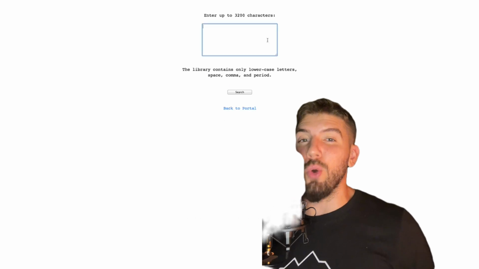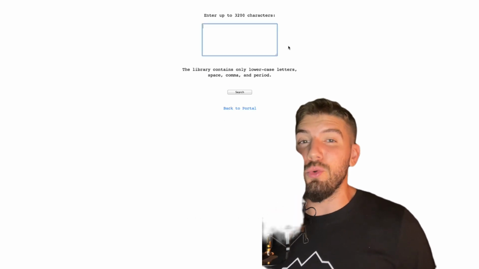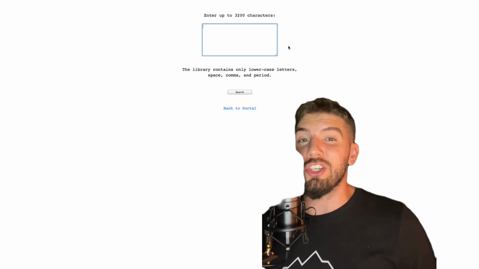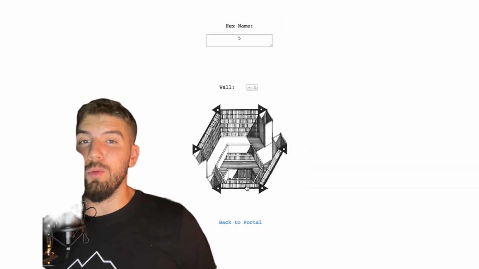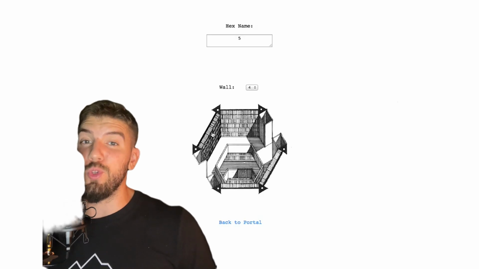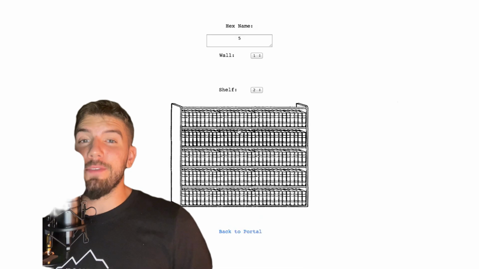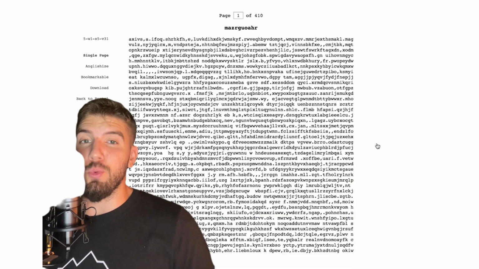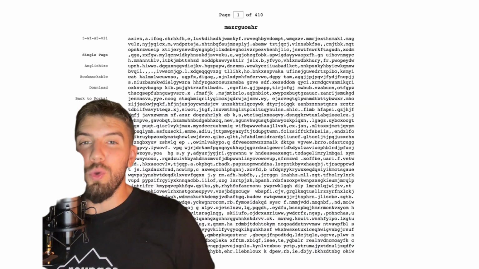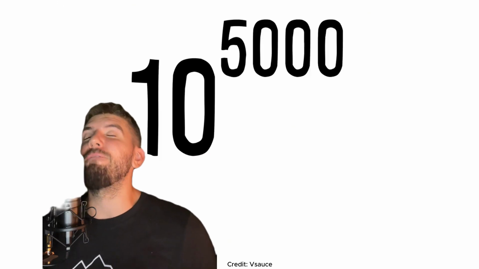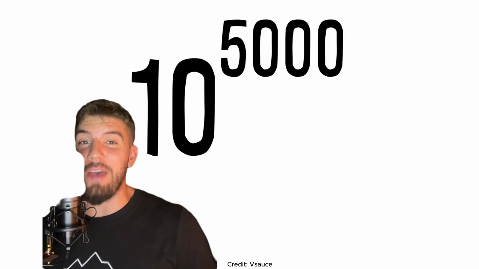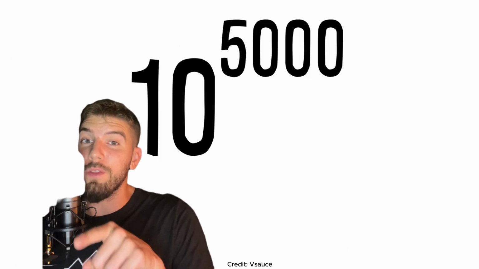This online database is divided into pages and is built to locate on demand any 3,200 character combination of English letters, commas, periods, and spaces. These are all stored in hexagon-shaped rooms with four walls of books each, two of the walls being doorways. Each wall has five bookshelves of 32 books each, with 410 pages in each book. Within these pages are every possible combination of letters ever imaginable, with a total of 10 to the 5,000 pages found in this library. That's a one with 5,000 zeros.